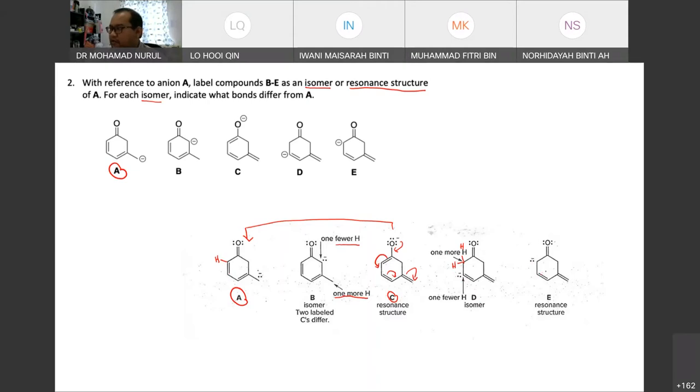For E, it is a resonance structure. How? Let's do it one by one. It's easy: this one like this and like this. The keyword is, if you want to know whether your compound is a resonance structure or an isomer, try to move the electrons and pi bond first, and after that you can decide whether your compound is an isomer or a resonance structure.